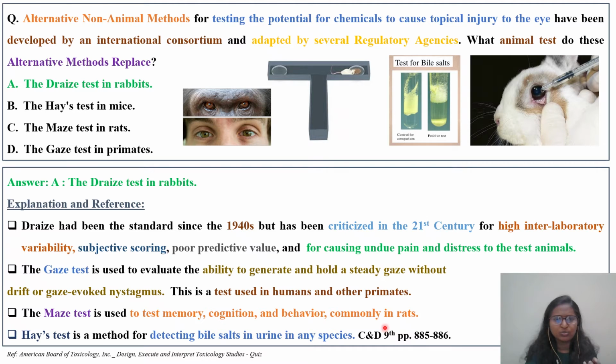If you want to understand this particular concept, the reference given by the American Board of Toxicology is Casarett and Doull, 9th edition, pages 885 to 886. So let's understand what more we can learn from this particular question.